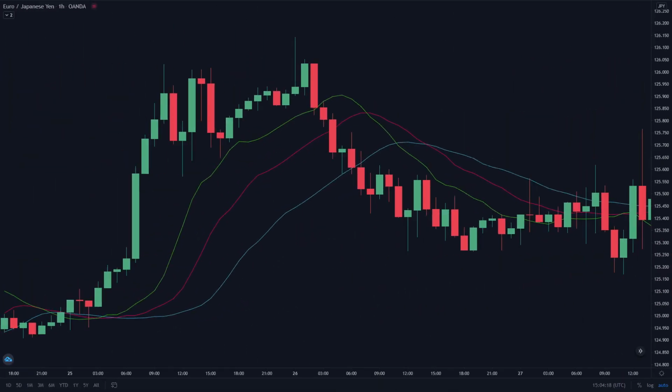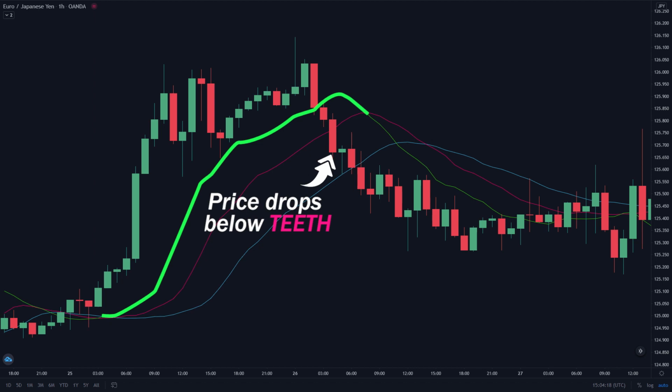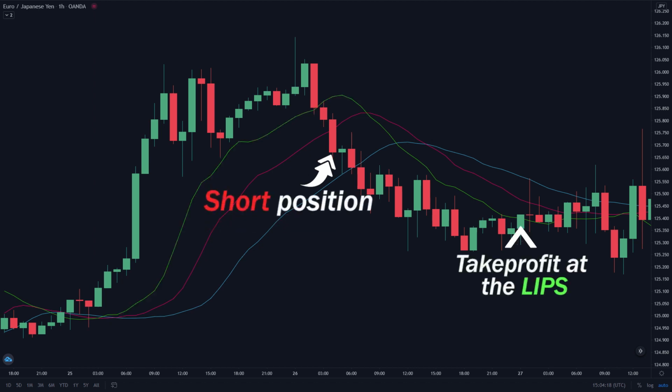Same for our take profit as well. In this chart, you can see the lips are above the two lines and the price drops below the teeth. So you take a short position here. Notice that the take profit is so effective because it gives out early signals so we don't lose most of our profits.